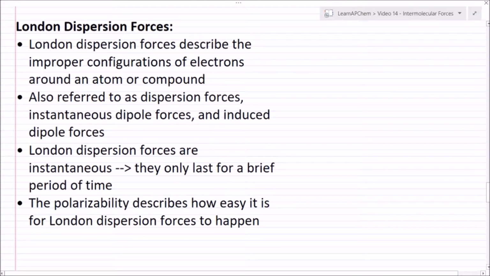Alright, so now let's talk about London dispersion forces. Just a quick note that in general these are weaker than dipole-dipole forces. But unlike dipole-dipole forces, these happen in all compounds and atoms. So let's take a look at what this is. A London dispersion force describes the improper configurations of electrons around an atom or a compound. So take, for example, we'll say carbon.